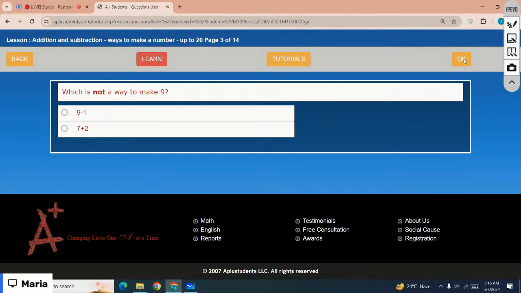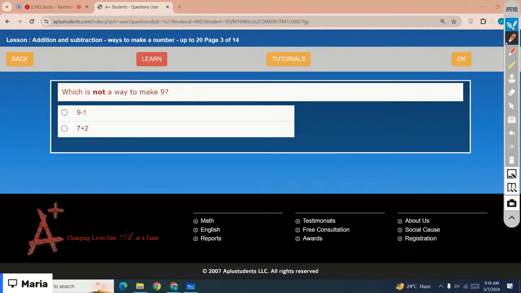Which is not a way to make 9? Which is the correct option? Not a way to make 9, right? That means you have to select the one that doesn't make 9, right? 9 take away 1 is 8 and 7 plus 2 is 9. The second is the one that makes 9. So this is the one that doesn't make 9, right?